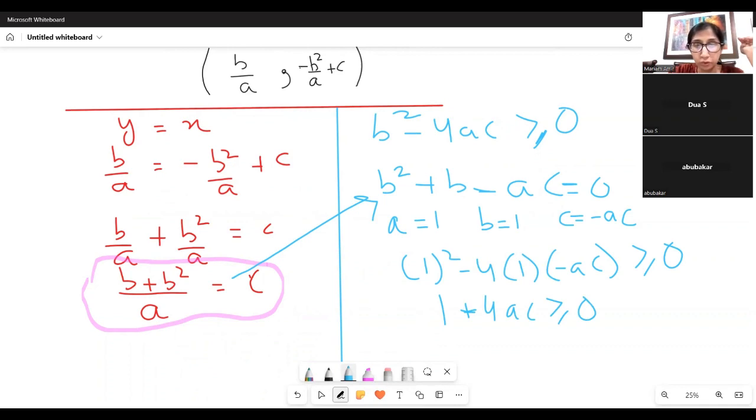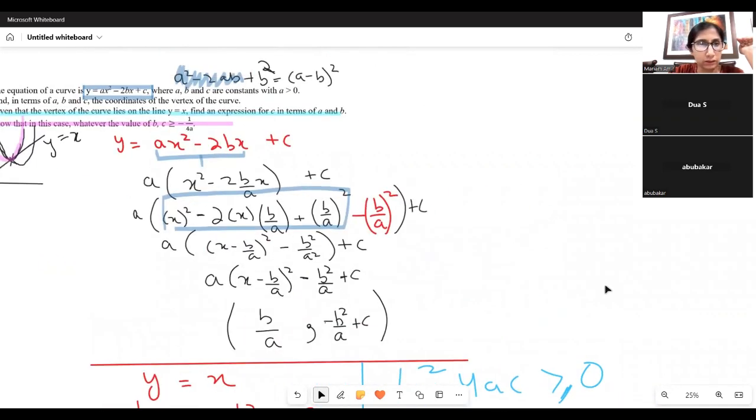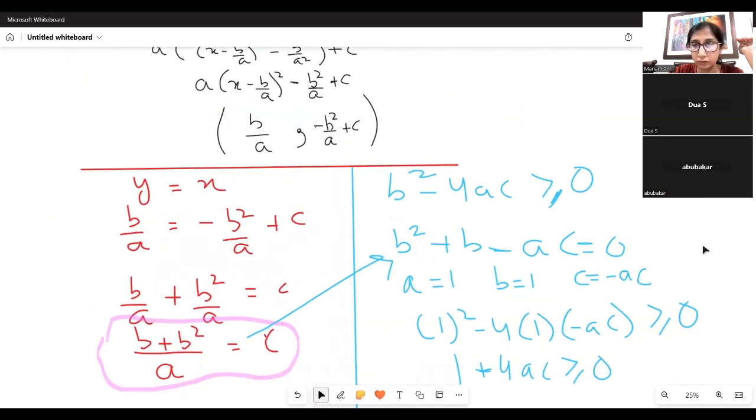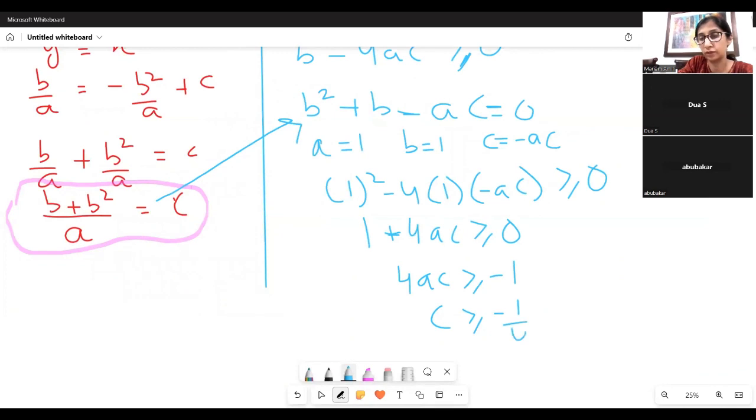What do we have to show? That c is greater than or equal to that. Okay, so I'm sending 1 to the other side. 4ac is greater than or equal to minus 1. c is greater than or equal to minus 1 over 4a. This is what we were supposed to show.